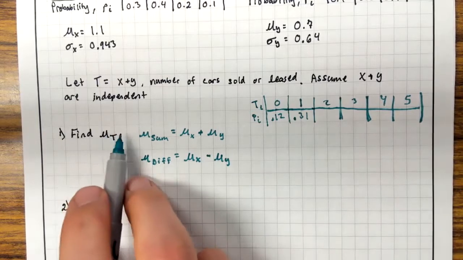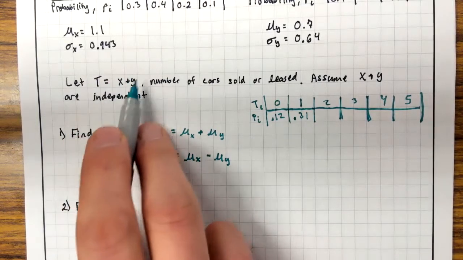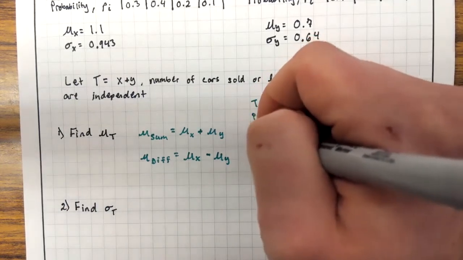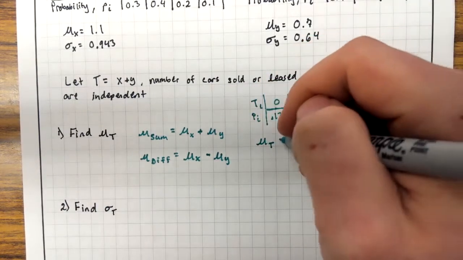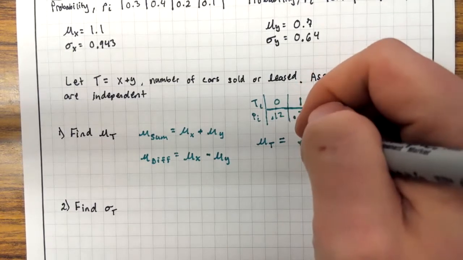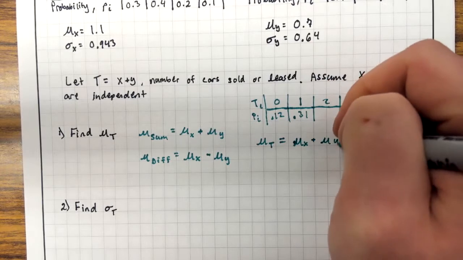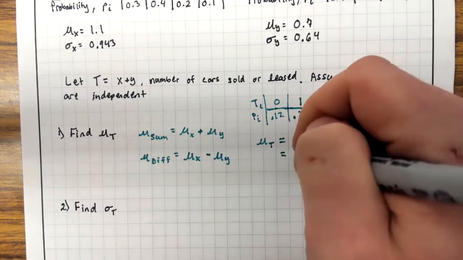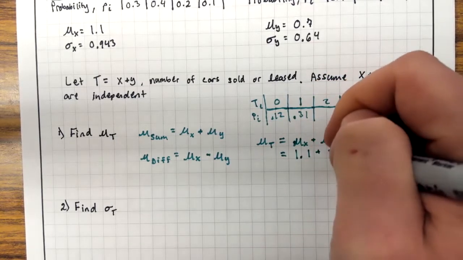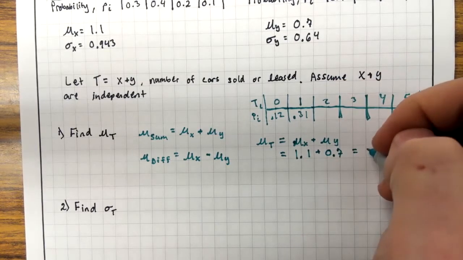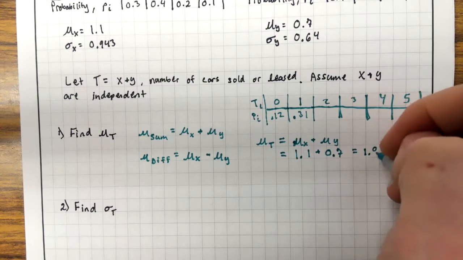So for this one, obviously, we're just doing the total amount. We're doing the sum between the cars sold and cars leased. So the mean for T would be equal to the mean for X plus the mean for Y, which means I'm just going to add 1.1 to 0.7, giving me 1.8.